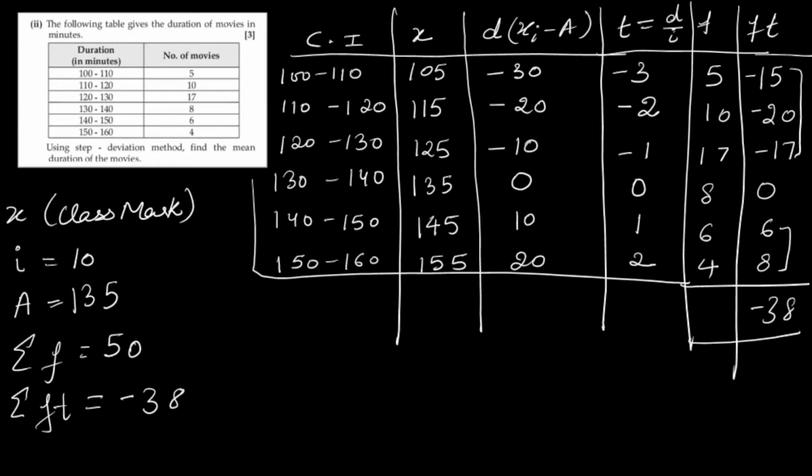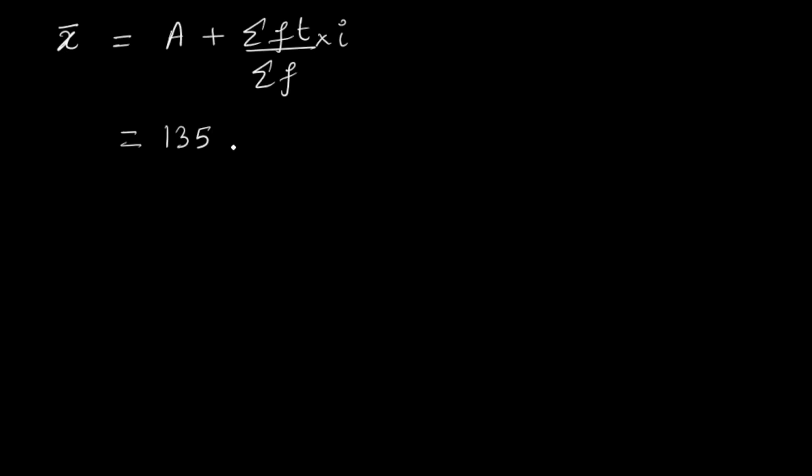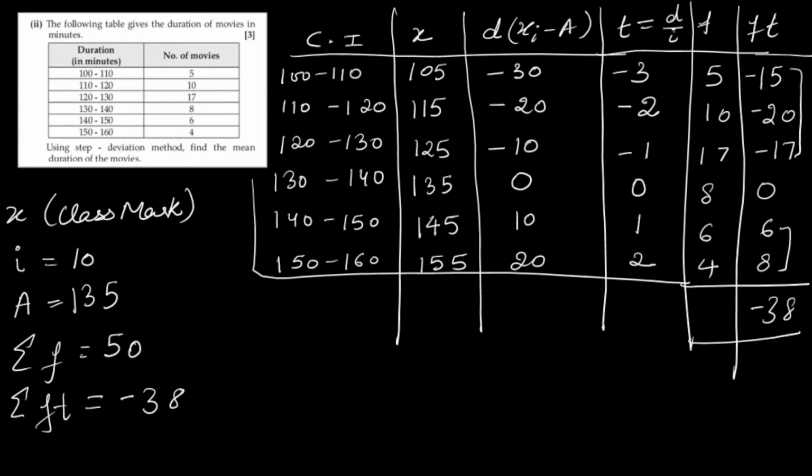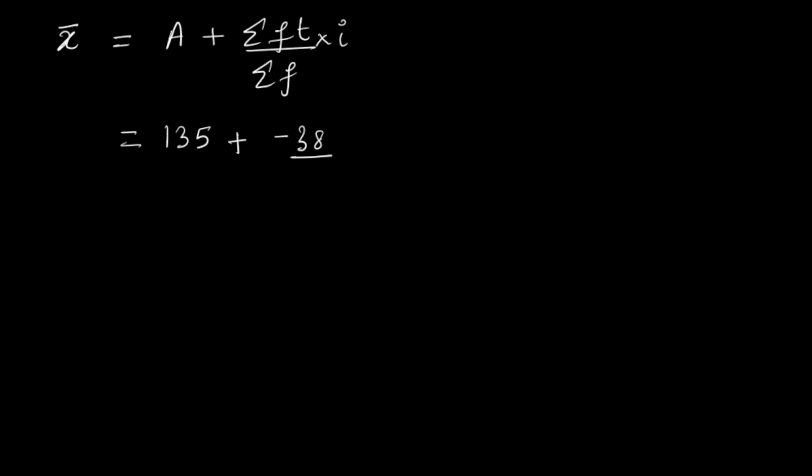So mean, x bar, is equals to A plus sigma ft by sigma f into I. I is the class size here. A is the assumed mean, so that is 135 plus sigma ft, which is minus 38, by sigma f, which is 50, into class size 10. First simplify this part and then add it. We have to do it like this only.